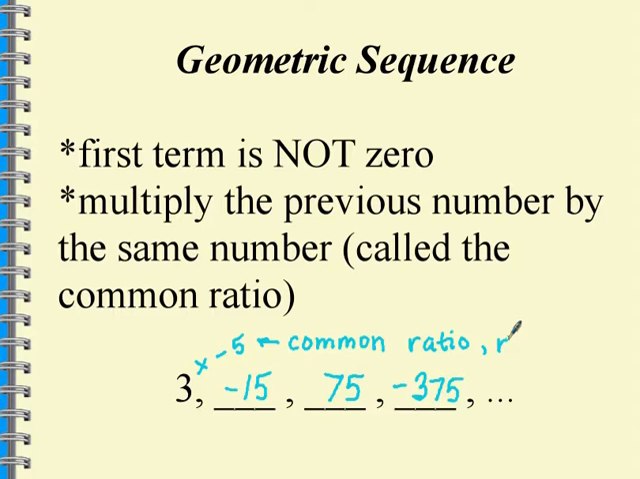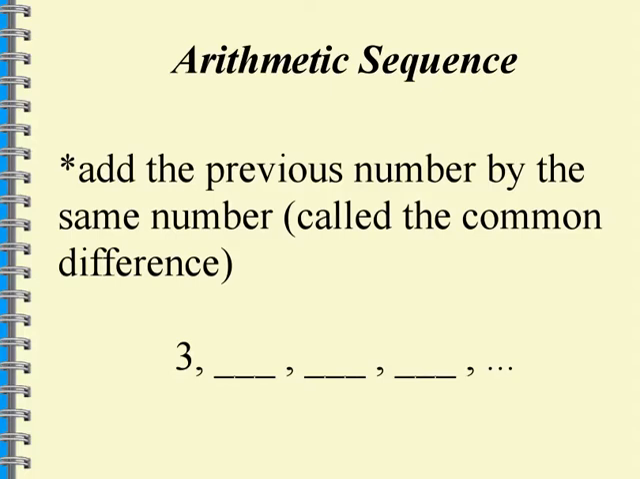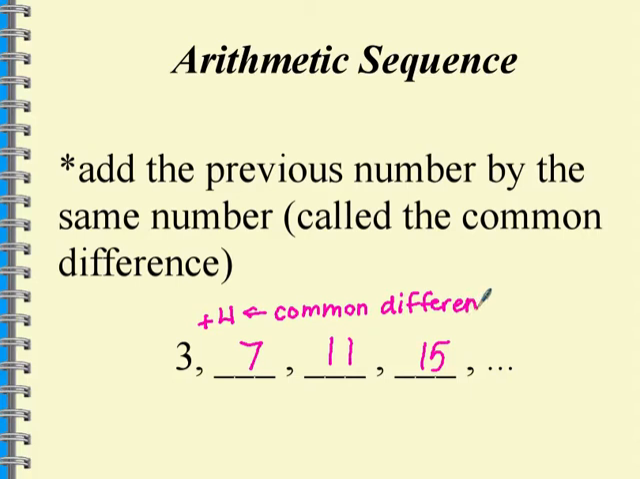Let's see how well you grasp the information about arithmetic sequences. In an arithmetic sequence, we add the same number to the previous number, and we call that the common difference. Let me tell you the common difference here is 4. What would go here? 15. So the common difference is 4, and we symbolize the common difference with a D.